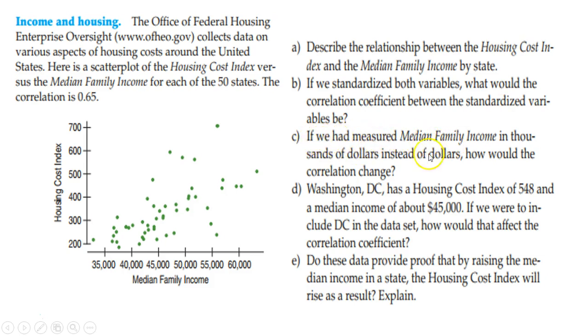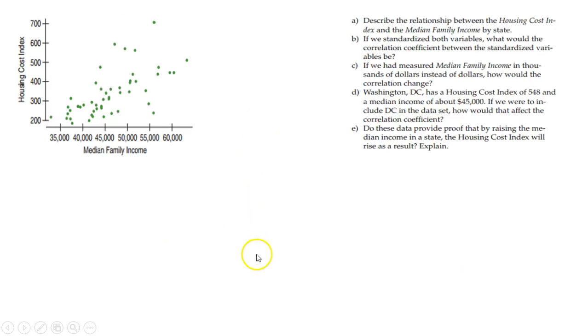If we standardize both values, what would the correlation coefficient between the standardized variables be? And if we had measured median family income in thousands of dollars instead of dollars, how would the correlation change? And Washington, D.C. has a housing cost index of 548 and a median income of 45,000. If we were to include D.C. in the data, how would that affect the correlation? And do these data provide proof that by raising the median income in a state, the housing cost index will also rise? So, take a look at this.